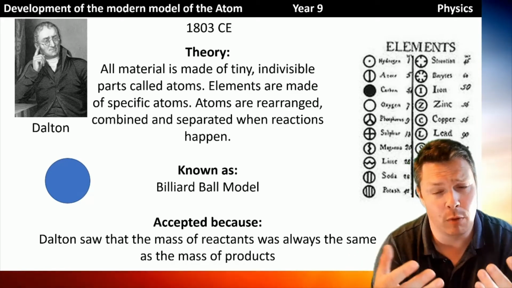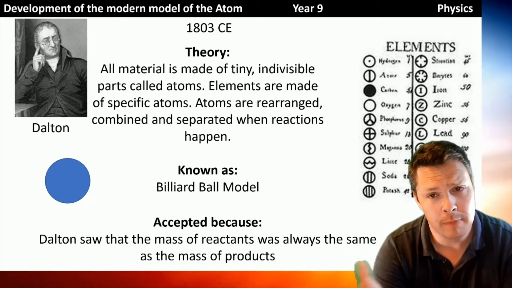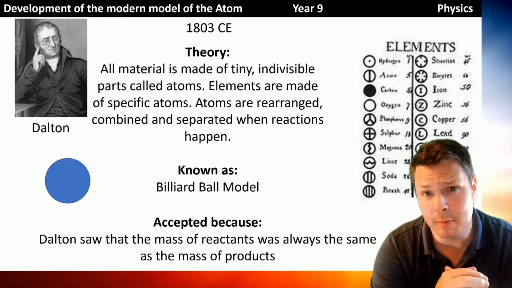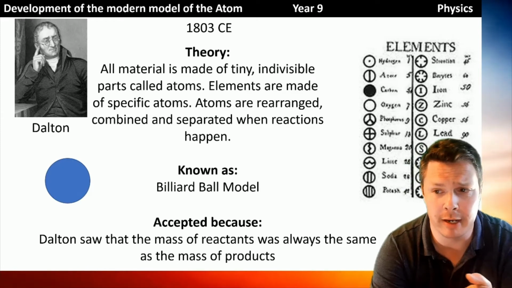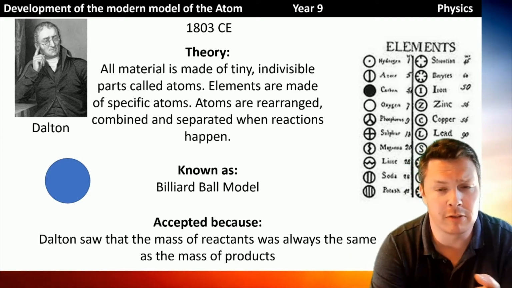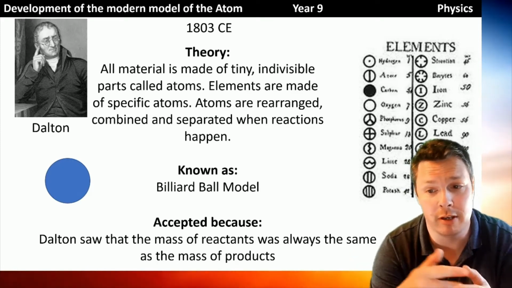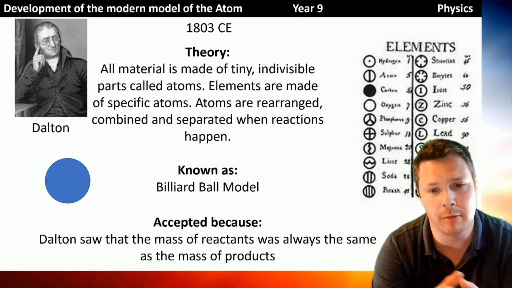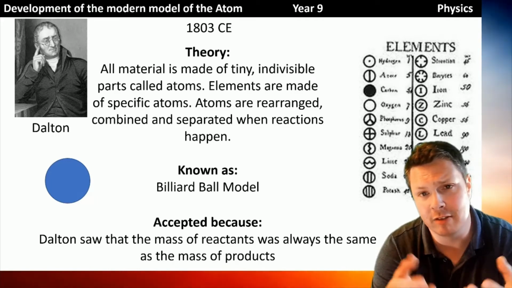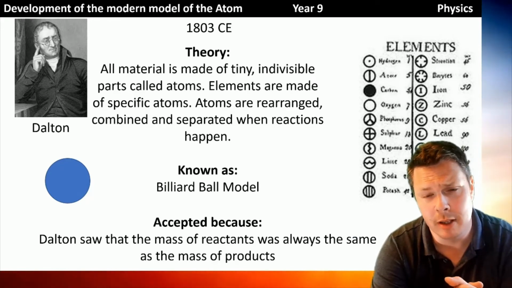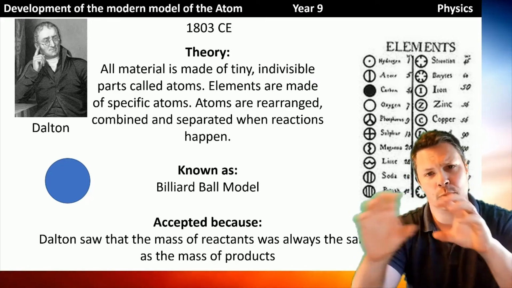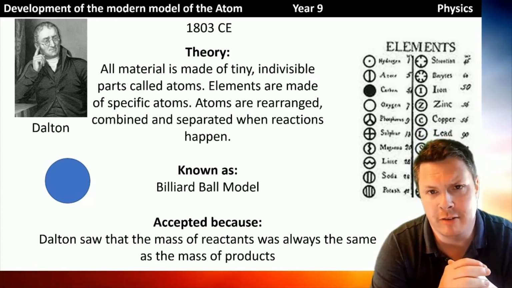And his theory was that these atoms were in fact real, and that you had a specific atom for each element. You can see his original diagram on the right of the screen. Carbon, for example, had its own atom. Hydrogen, sulfur had their own atoms, and his theory was that these atoms could be rearranged, combined and separated when reactions happen. They don't disappear, but they move between each other, joining and separating during the reaction.